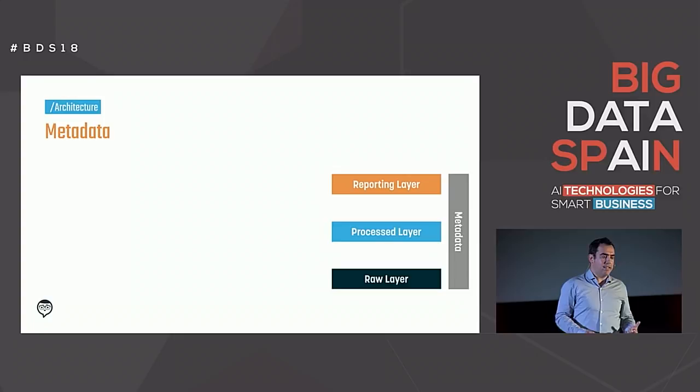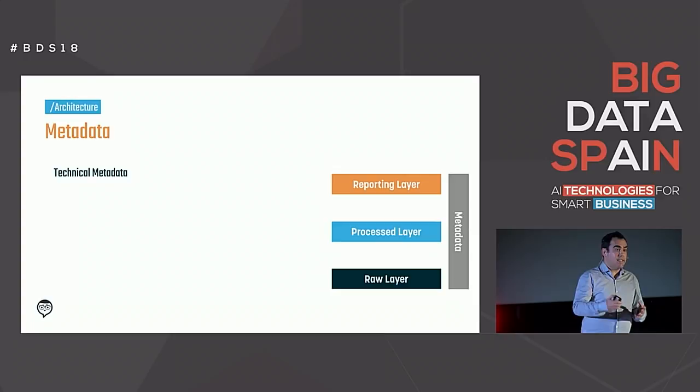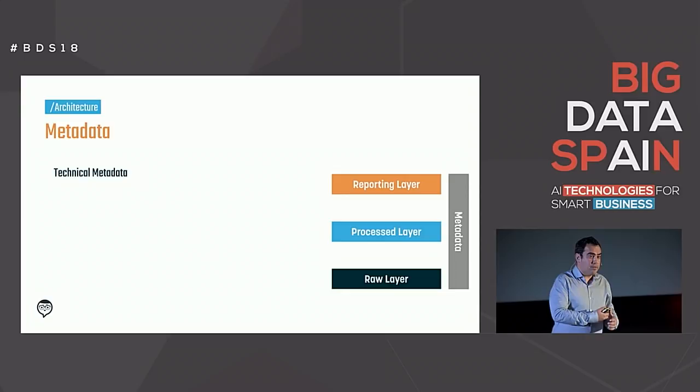So there are two main kinds of metadata. There are additional ones, but the main two are obviously technical metadata. What we mean by technical is everything that's related to the technical side of the attributes or the fields, such as the format, the length, the naming, the different stages, the operational source system. If they have a domain of values, what's the domain? Everything that's not business related.